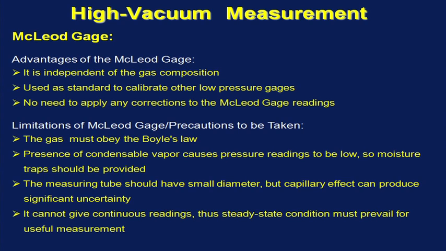The measuring tube or the sealed capillary tube should have small diameter, but we have to be careful that there should not be any capillary effect, because if the diameter is too small, there can be capillary effect, and the capillary effect can produce significant uncertainty.